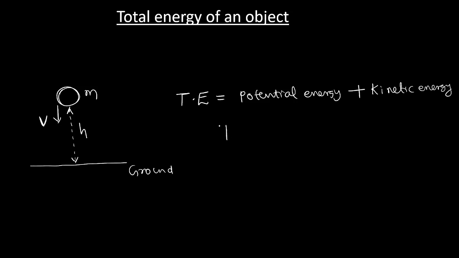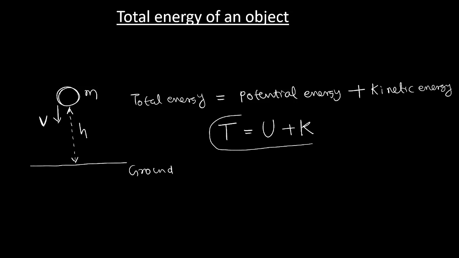Total energy we denote by T. In other chapters also we use only the letter T. T stands for total energy. Total energy equals potential energy, denoted by U, plus kinetic energy, denoted by K.